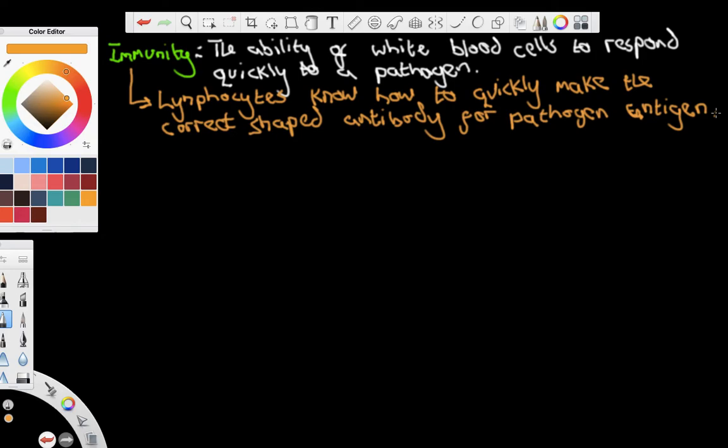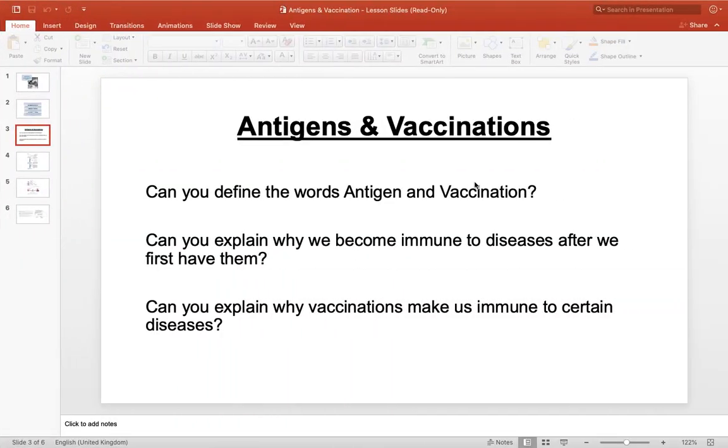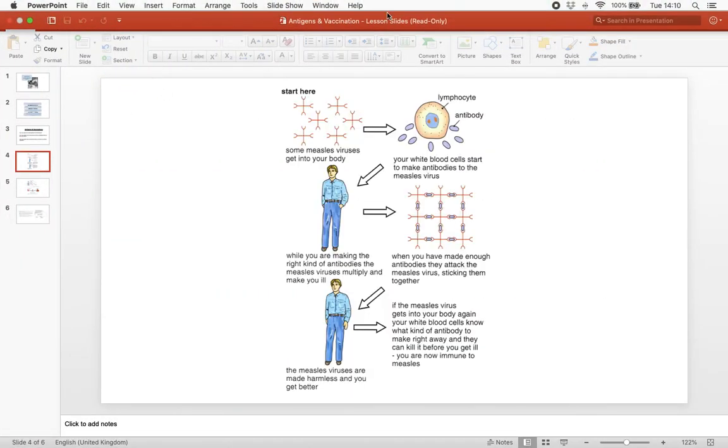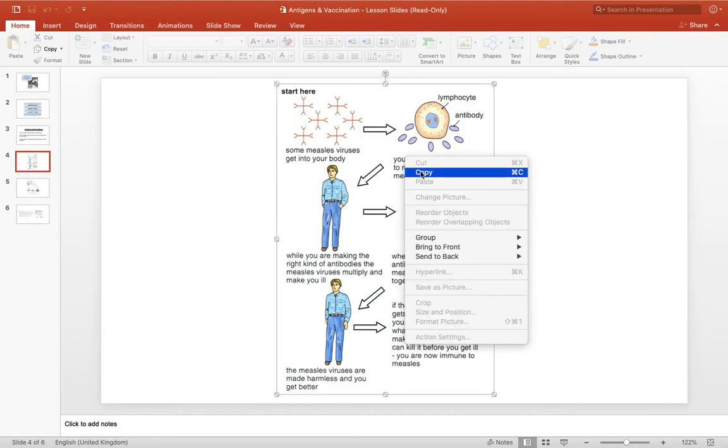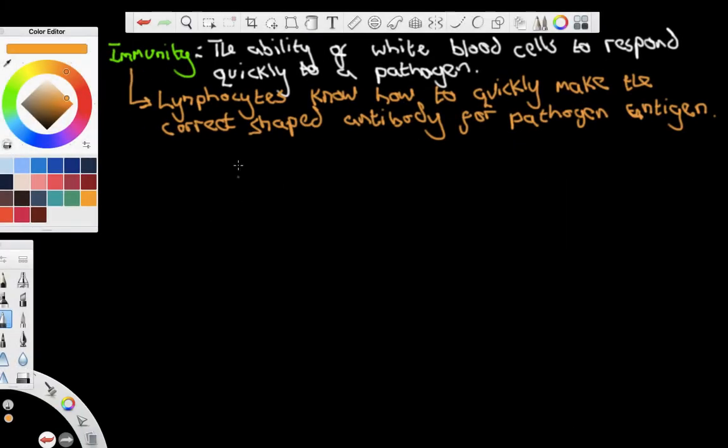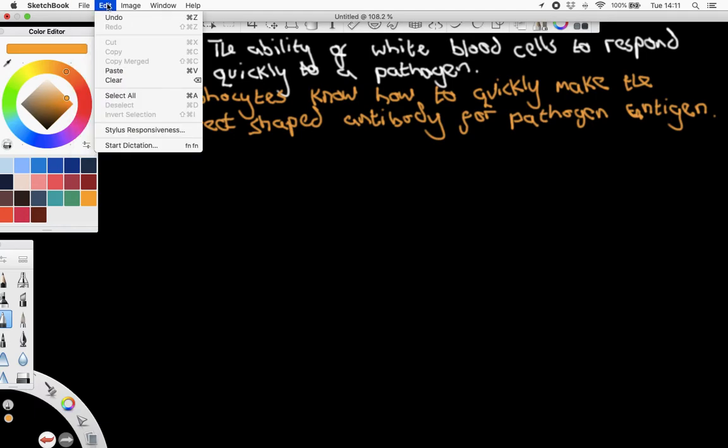Now, a vaccination, in fact, before we do that, I just want to quickly have a look at this diagram that's on the PowerPoint, and that is shown here. So, for example, if you get some measles viruses into your body, your white blood cells will start to make antibodies to find one that fits. They'll make all different shaped ones. While this is happening, remember, this is a slow process. In fact, we'll just put that on our PowerPoint so that I can annotate it.